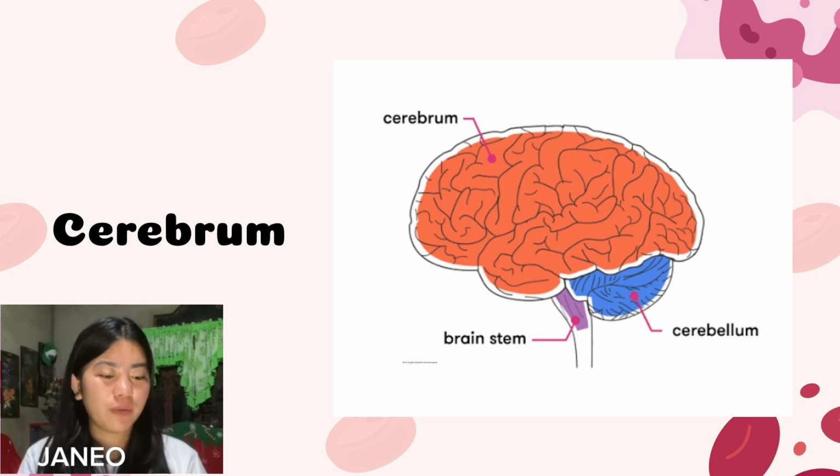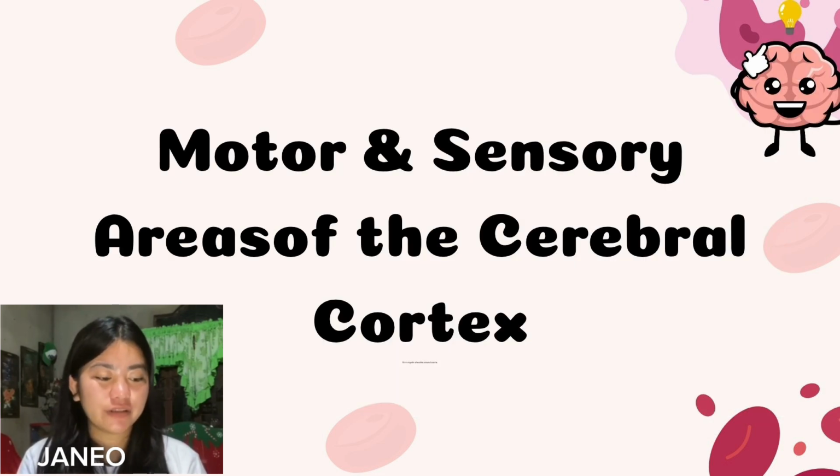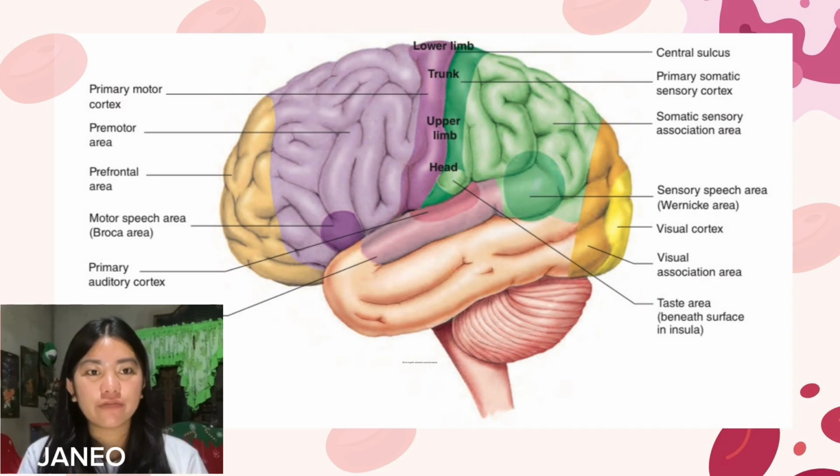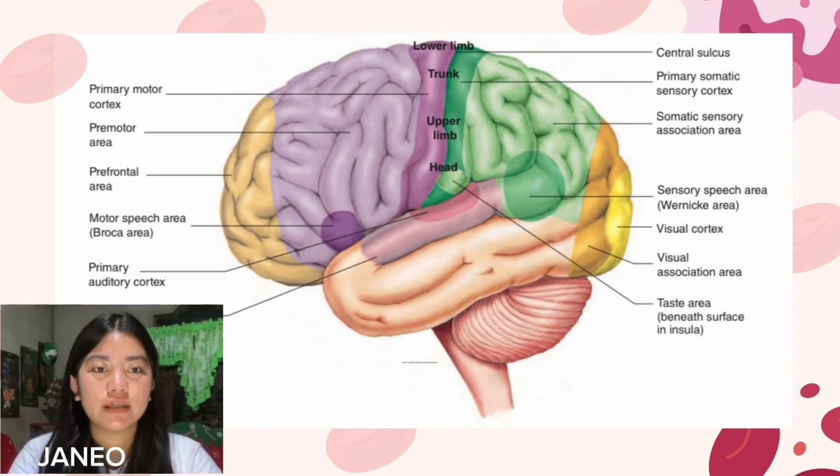So now let's talk about motor and sensory areas of the cerebral cortex. Within the lobes are functional areas. The primary motor area in the frontal lobe controls voluntary muscle movement, while the primary somatic sensory area in the parietal lobe receives signals for touch, pain, and temperature.